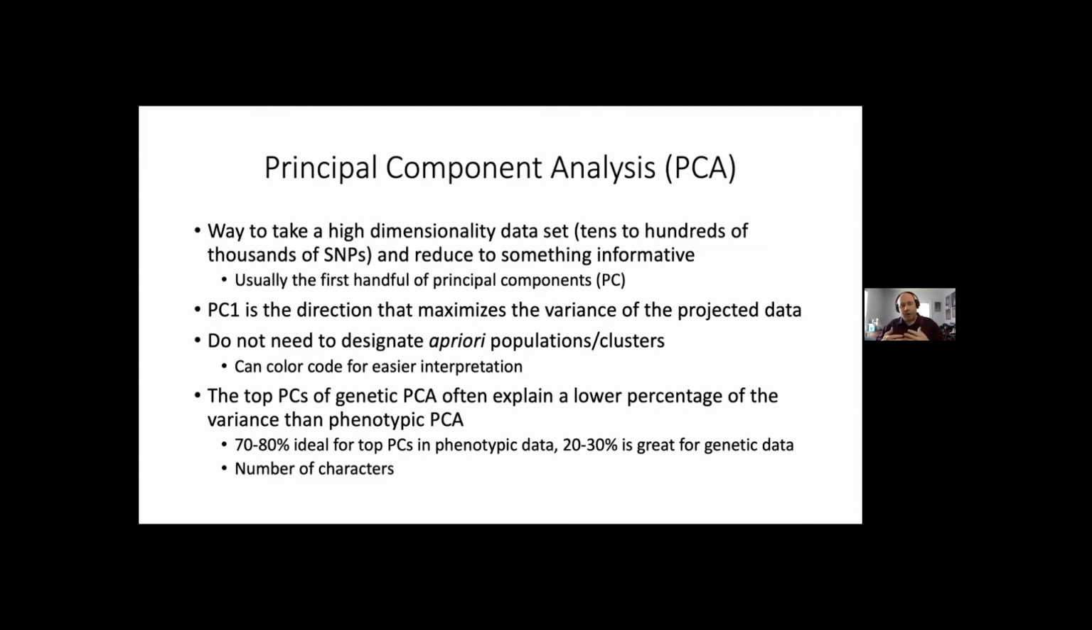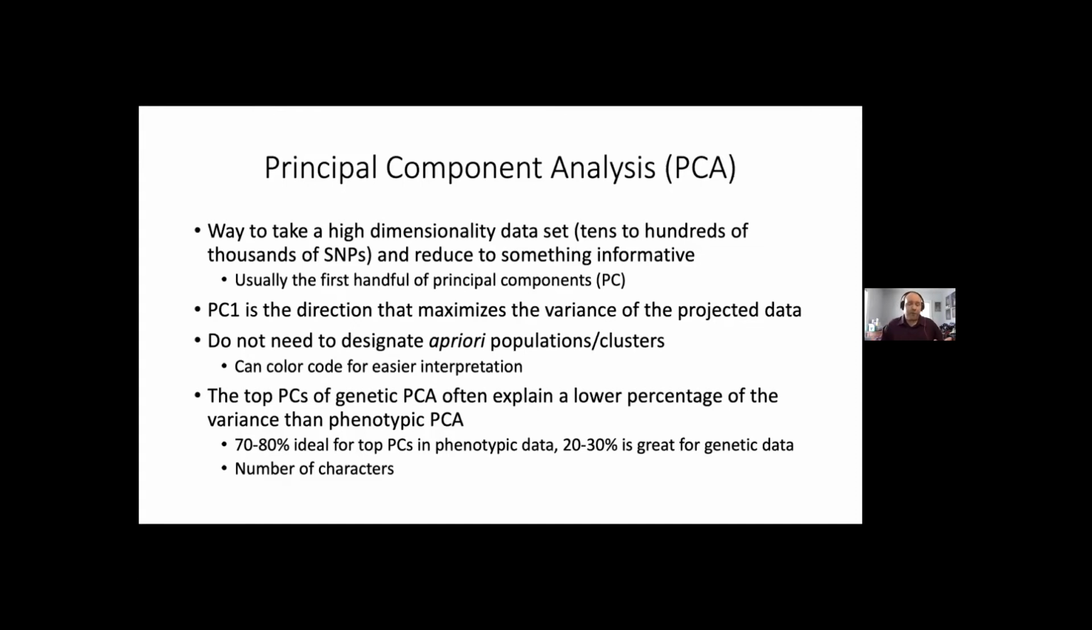And then one last point I want to make with the PCA before I show some of the results is that the top PCs of a genetic PCA, in this case with the SNP data, often explain a much lower percentage of the variance than the top PCs from a phenotypic analysis. So if you're looking at phenotype data, you may think the first couple PCs should explain 70 to 80% of the overall variance.